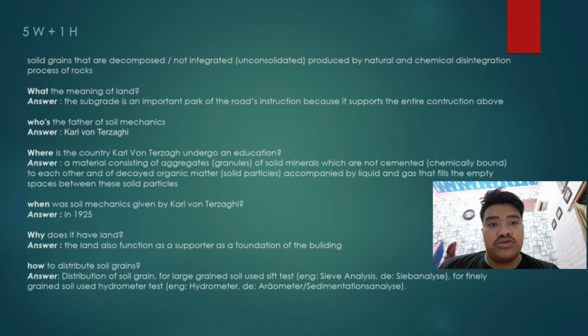How to distribute soil grains? Answer: distribution of soil grain for coarse grained soil uses the sieve test. For finely grained soil it uses the hydrometer test.